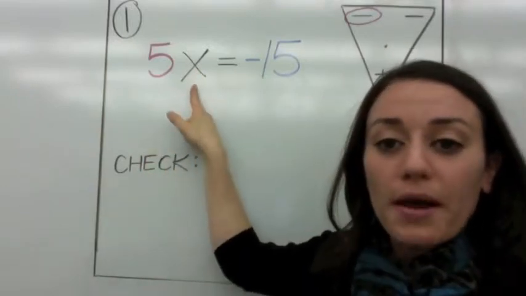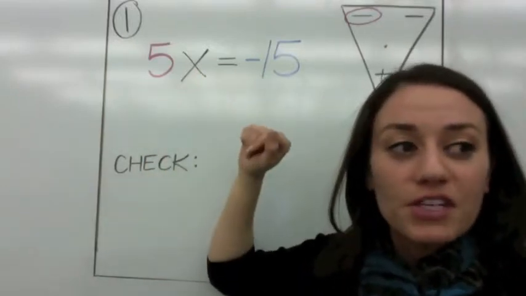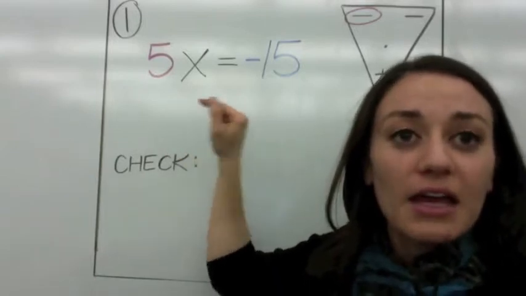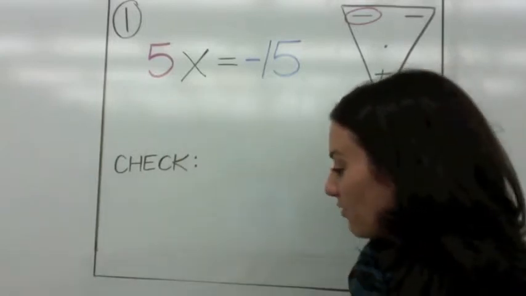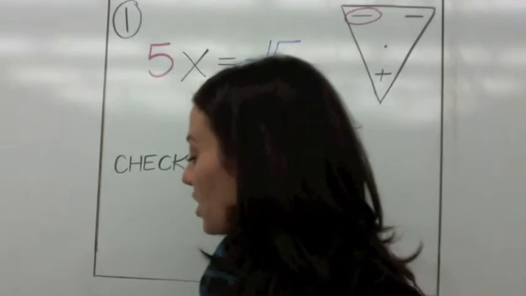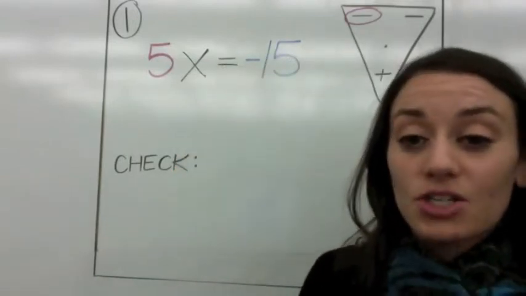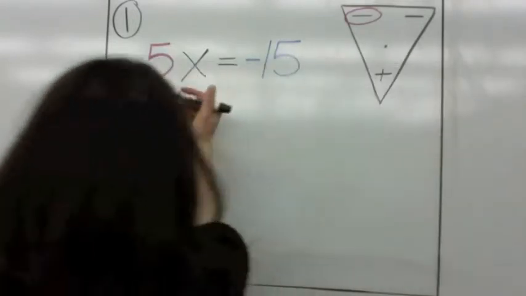How do you figure out what number times 5 gives you negative 15? What are they going to do? They're going to get a divorce, right? And divorce starts with a D. And guess what? So does divide. So the opposite of multiplication is division.